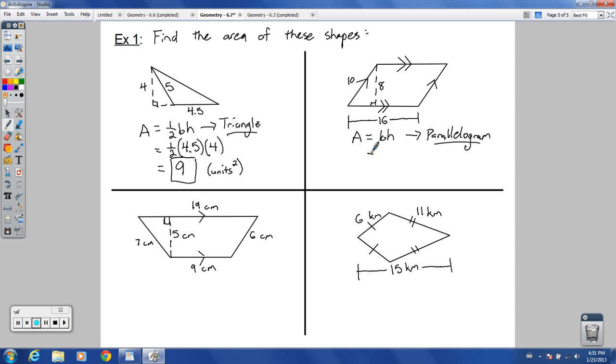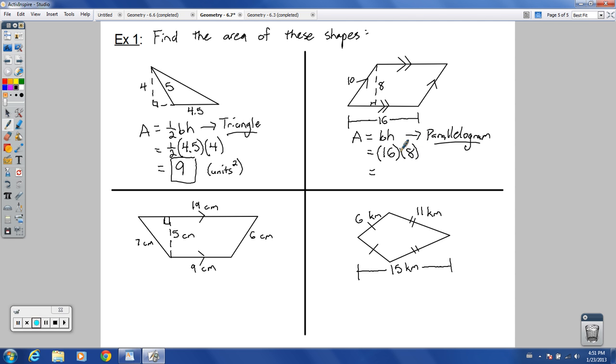And so from there, your base would be 16. We're talking about one of these sides. You could also use 10 as a base, but you'd have to have the perpendicular part to that as your height, which we don't have here. So I'm going to use the parts that are perpendicular to each other, 16 and 8. That's what I need to use. So my base would be 16. My height perpendicular to that base is 8.